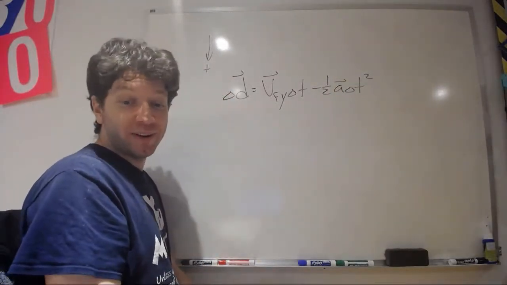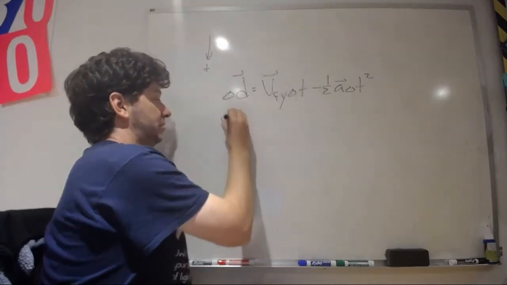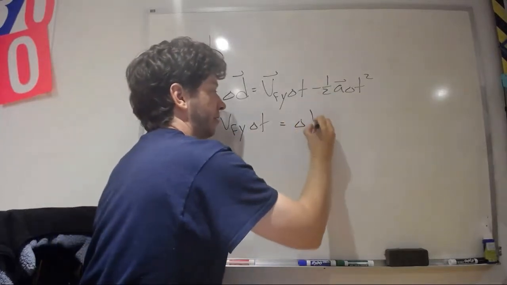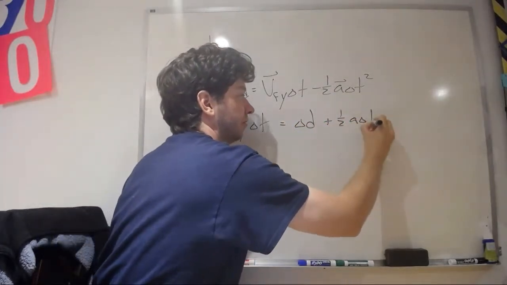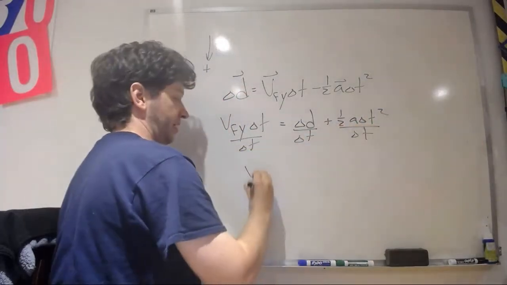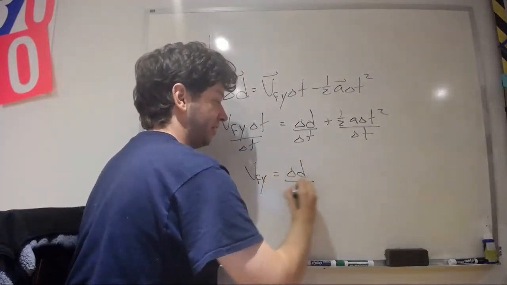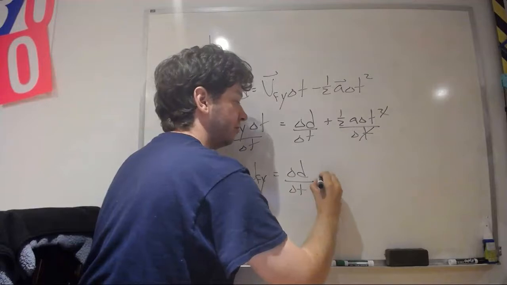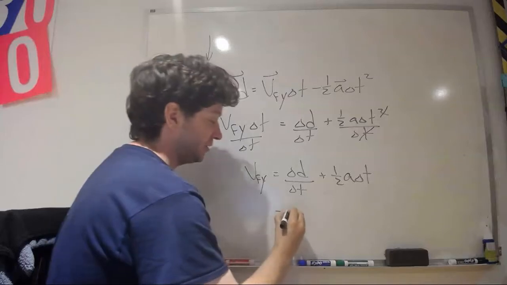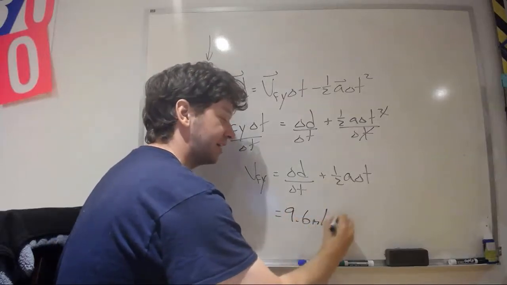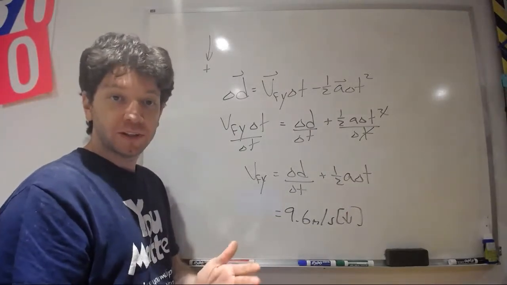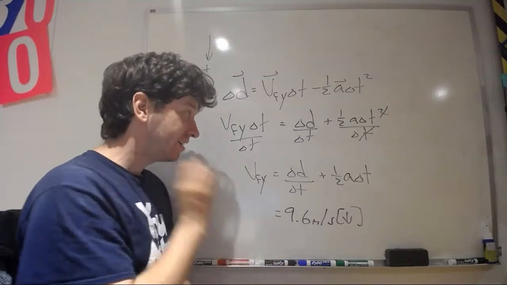All right, so we just need to rearrange this and solve for final velocity. So bring this term to the other side, so that negative will become a positive. And I can divide every term by delta t. We get our final velocity equal to our displacement over time, plus a half a delta t, since the a's and the delta t's cancel appropriately. We can plug in everything we know, and we'll get final velocity equal to 9.6 meters per second. And since we made our positive direction down, that's down. Okay, so everyone hopefully is okay with that. Let's move on to the second question.